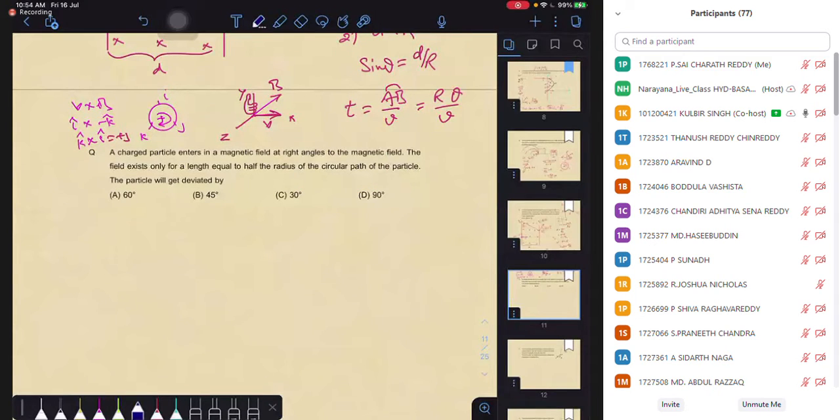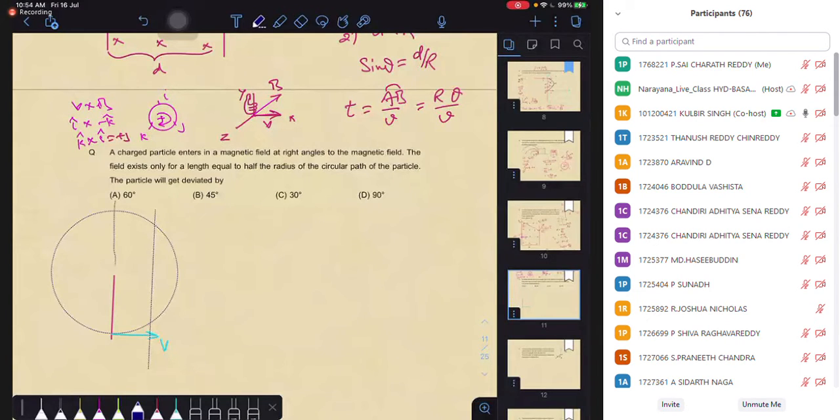So it is very easy here, because here is a circle, right? Now he says that the charged particle enters. So let's say here is my entering point. It enters at this particular point. And he says that it is not able to make a full circle. So the field is only up to half the radius. So let's say the field is only up to this zone. In this zone, you have field. There is no field outside this zone.